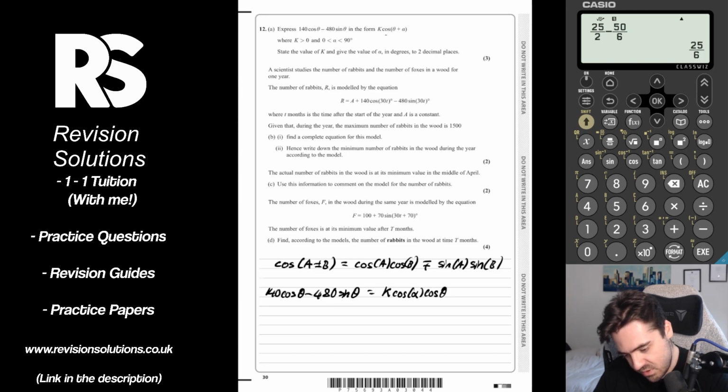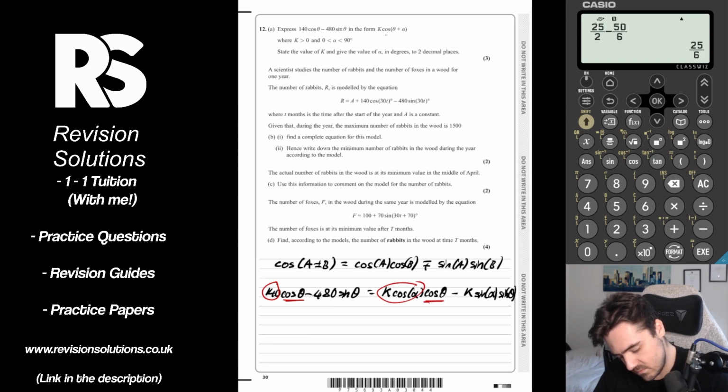And then we've got a plus here, so we're taking a minus in our formula. Minus, and it's going to be k sine alpha sine theta, again just reordering. Because now what we can do is compare the coefficients. So if these two are equal, we must have the same amount of cos theta. So 140 must equal k cos alpha.